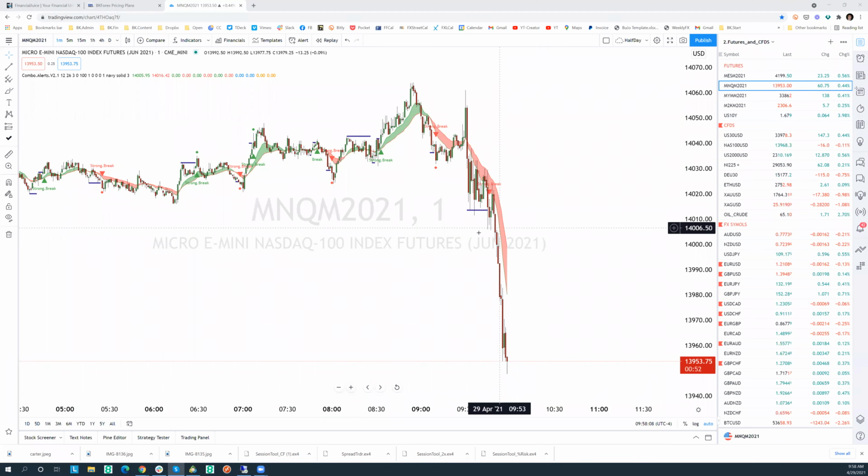I was just thinking how stupid it is in the U.S. that we can't trade CFDs, because there's zero difference between them.